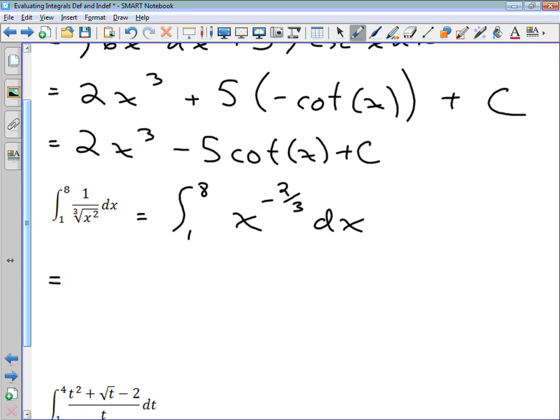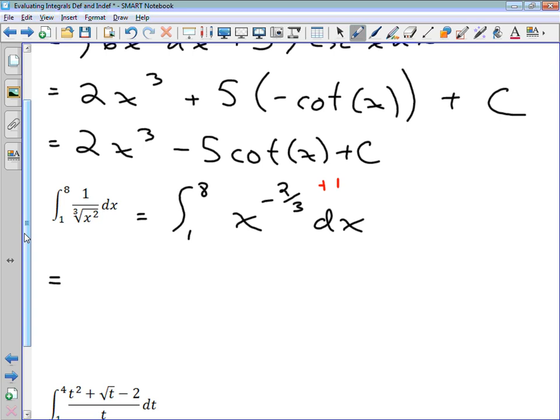Now, what is our antiderivative going to be in here? What do we think? It's a power law one, so we know that if we were doing the derivative, we would subtract 1 from the exponent. So we know that doing the antiderivative, we're going to have to add 1 to this exponent.